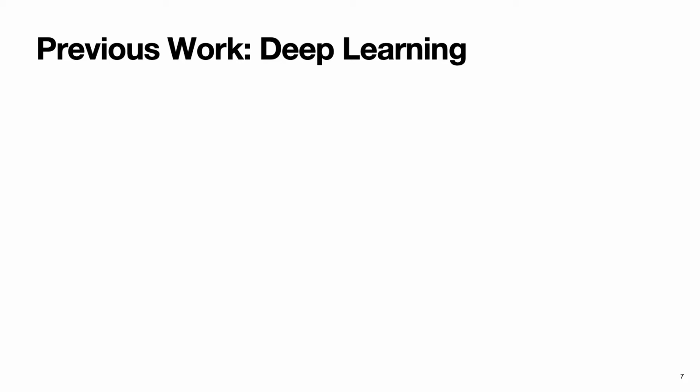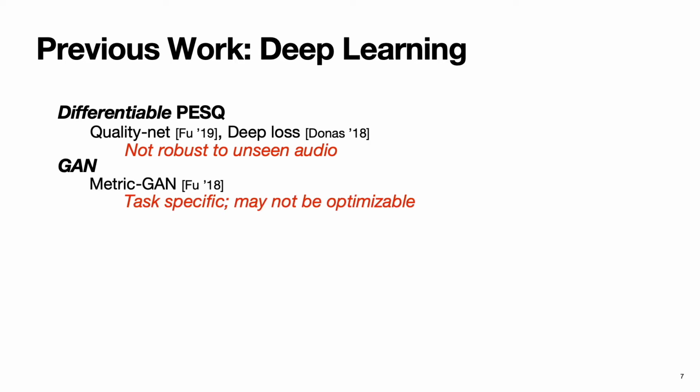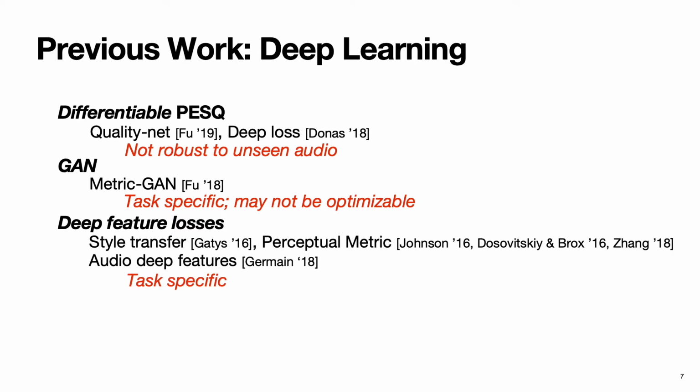To address the non-differentiability aspect, researchers looked at differentiable PESQ, like the two works here. These metrics were approximations of PESQ and so are not robust to unseen audio and unseen audio perturbations. Researchers have also explored GANs as a similarity metric, like the work of MetricGAN. These approaches are too task-specific and may not be easily optimizable always. Finally, deep feature losses from a pre-trained network have been used and explored extensively, as in the case of style transfer by the work of Gatys et al. However, since we are using repurposed weights from a different task, those might not generalize well across all tasks.